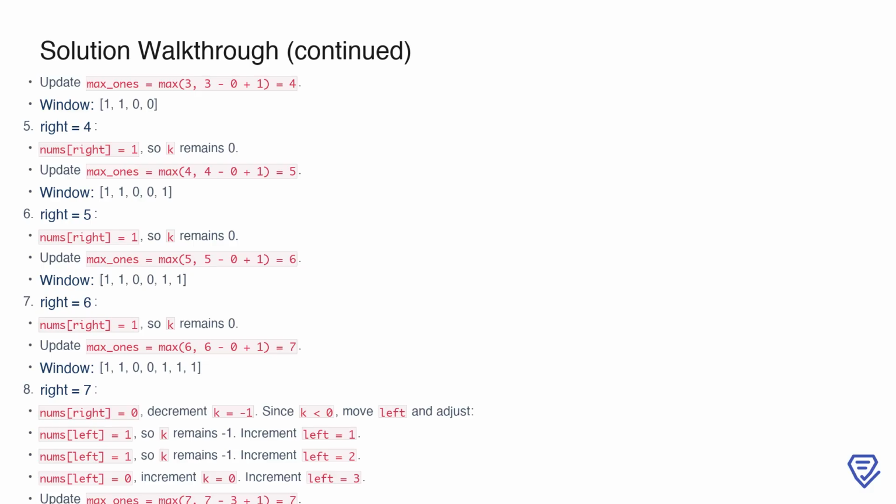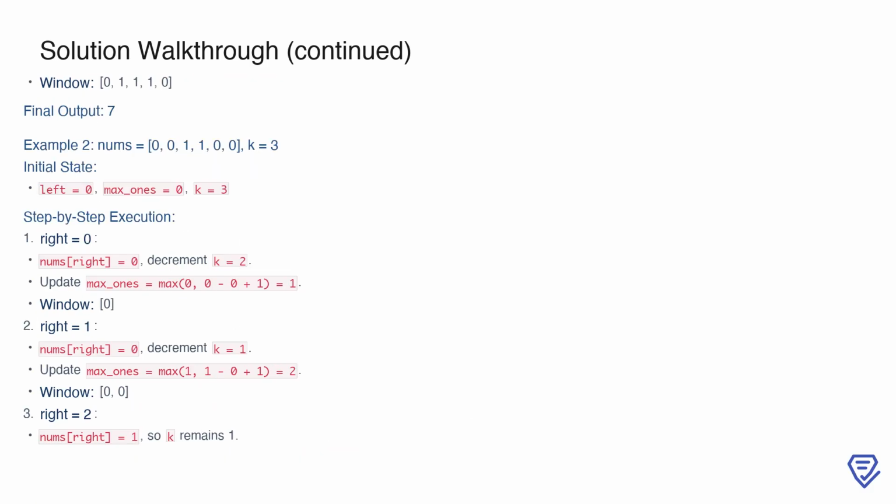However, at right equals 7, we encounter a 0, which reduces k to -1. Since k is now negative, we need to adjust the window by moving the left pointer. As left increments from 0 to 1 and then 2, k remains -1 because the elements being removed are 1s. When left reaches 3, we remove a 0, incrementing k back to 0. The window adjusts to 0, 1, 1, 1, 0, and although the window is shifted, max_ones remains at 7. In this example, the final output is 7, as we achieve the longest sequence of consecutive ones by flipping up to 2 zeros.